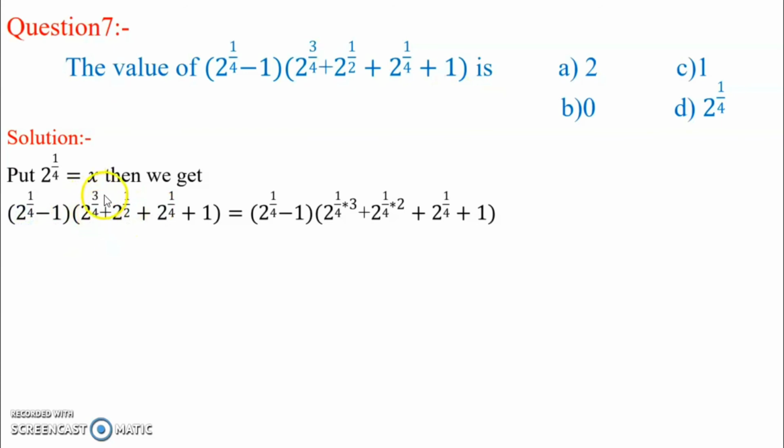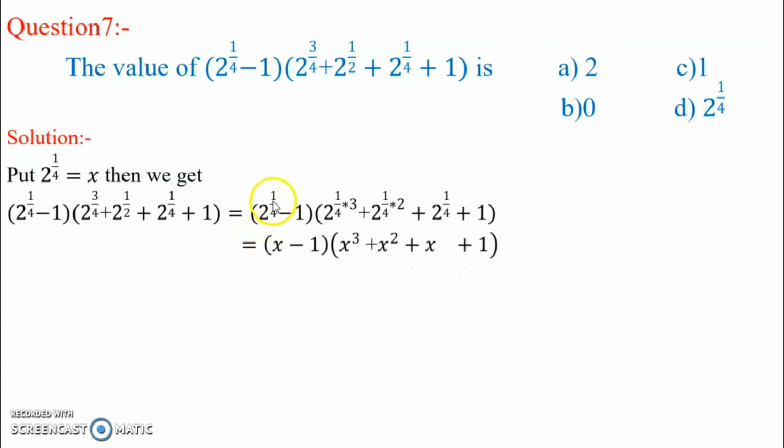this number 2 raised to 3 by 4 can be written as 1 upon 4 into 3. This 2 raised to 1 by 2 is the same as 1 upon 4 into 2. What is 1 by 4 into 2? The 2 and 4 will get cancelled, and you will get 1 by 2 over here, which is the same as 2 raised to 1 by 2. Now why am I doing it like this? Because 2 raised to 1 by 4 I have written as x, so I'll be able to write each and every term in terms of x.